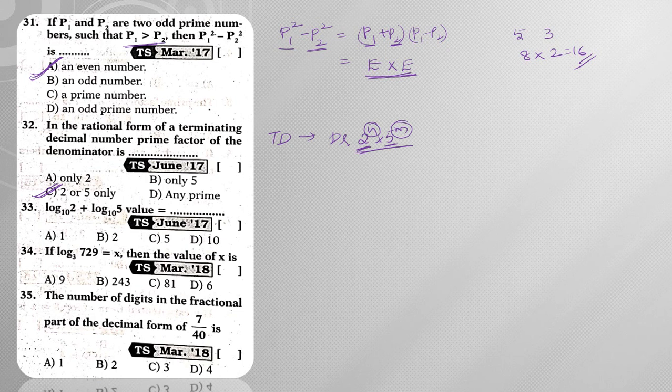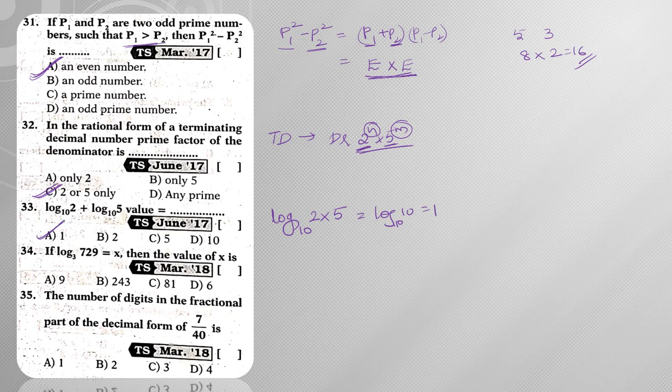Next, moving on, log 2 to the base 10 plus log 5 to the base 10. It is nothing but in the form of log x plus log y. So log x plus log y can be written as log x into y to the base 10. Then this becomes log 10 to the base 10. So log 10 to the base 10 is nothing but 1. Hence the answer is 1.